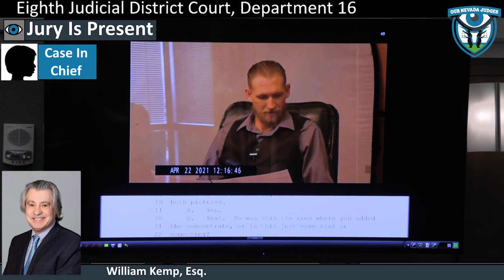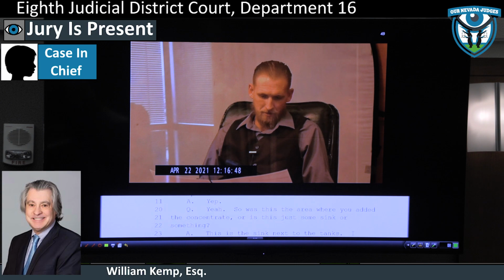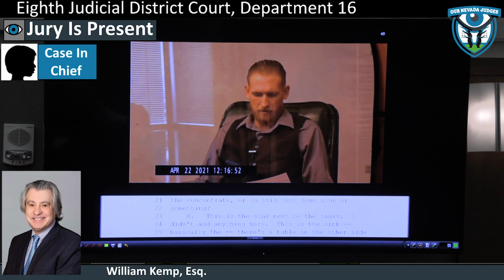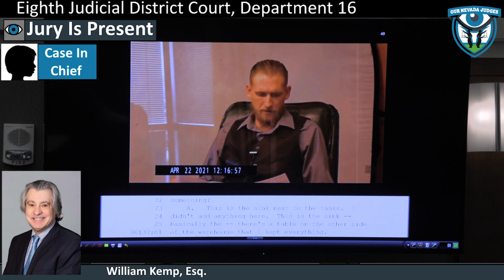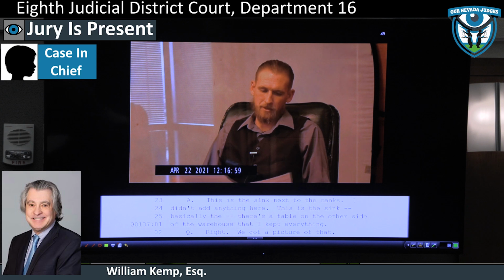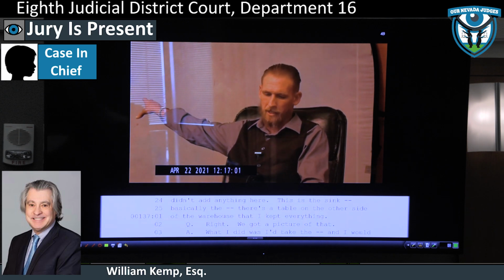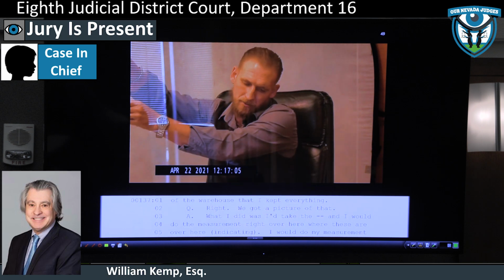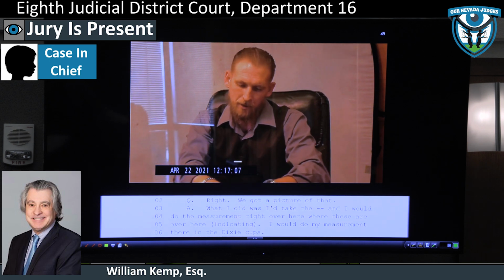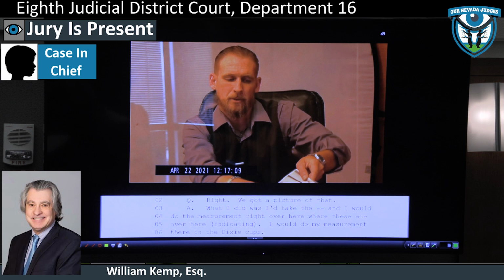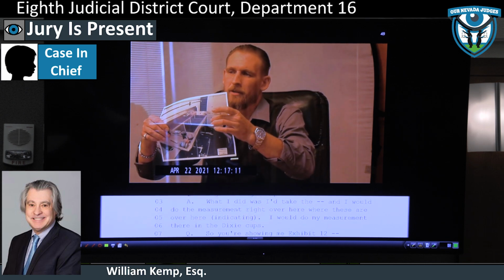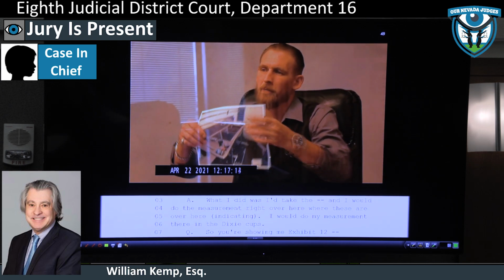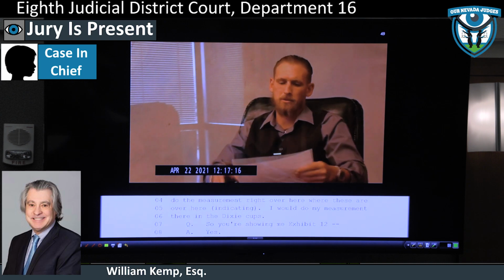And so was this the area where you added the concentrator, or is this just some sink or something? This is the sink next to the tanks. I didn't add anything here. Basically, there's a table on the other side of the warehouse that I kept everything. What I did was I would do the measurement right over here where these are. I would do my measurement there in the Dixie cups.